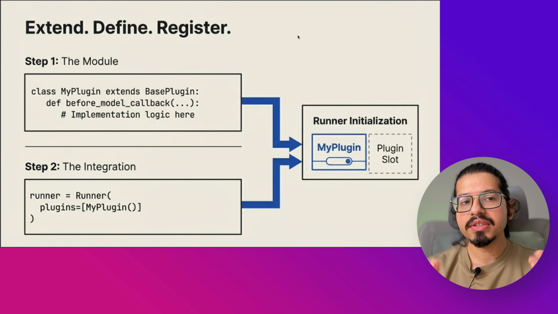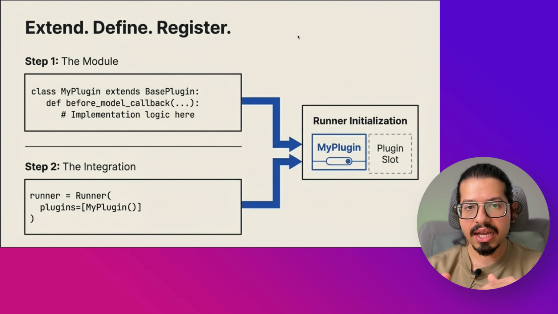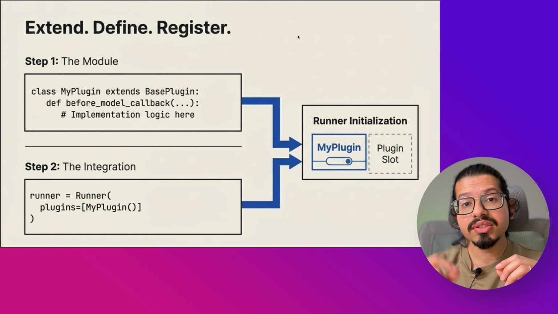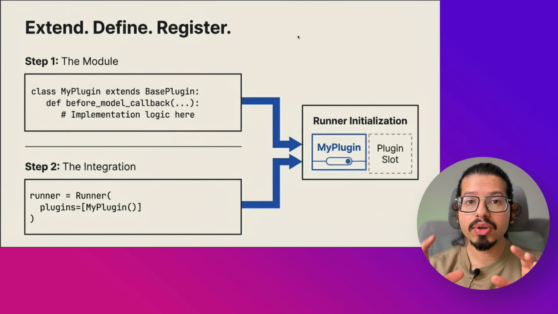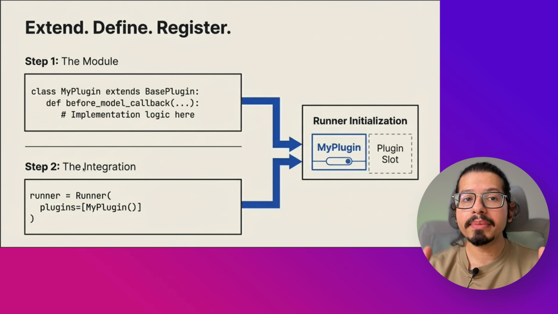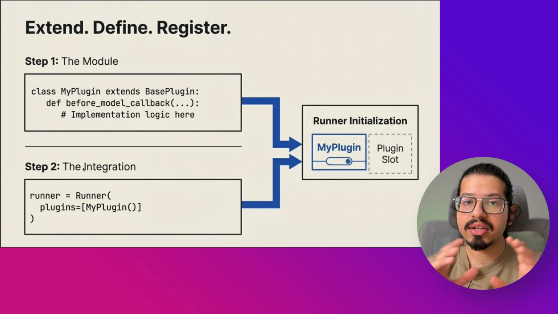The implementation pattern is pretty simple. We extend the base plugin class, we define the callback methods that we care about, and then we register the plugin on the runner. The plugin registration step is important because plugins live at the runner level and not inside a single agent. A team might build a simple security plugin in one file, and then it can enable it globally by adding just one line to the runner setup.